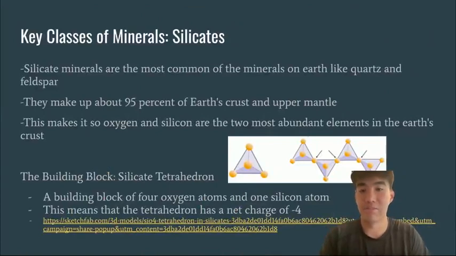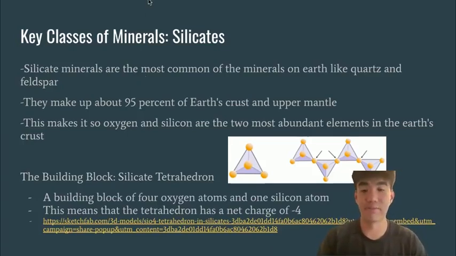So, key classes of minerals. Silicates. Silicate minerals are the most common of the minerals on Earth, like quartz and feldspar. They make up about 95% of Earth's crust and upper mantle. This makes oxygen and silicon the two most abundant elements in Earth's crust. And the building block is the silicate tetrahedron, a building block of 4 oxygen atoms and 1 silicon atom. This means that this tetrahedron has a net charge of -4.